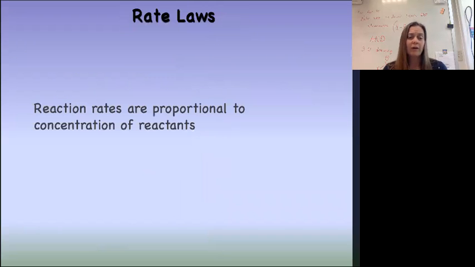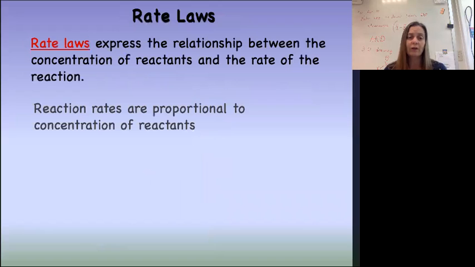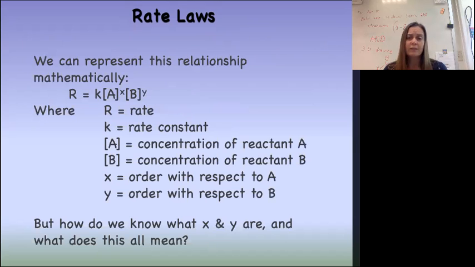And so our rate laws give us the rate as it is proportional to the concentration of reactants. So they express this relationship between the concentration of the reactants and the rate of the reaction. And so we represent this with an equation, we represent it mathematically, and we say that rate is equal to some constant times the concentration of reactant A raised to some power times the concentration of reactant B raised to some power. And so our goal as we go through rate laws is to figure out what X and Y are and what all of this means.